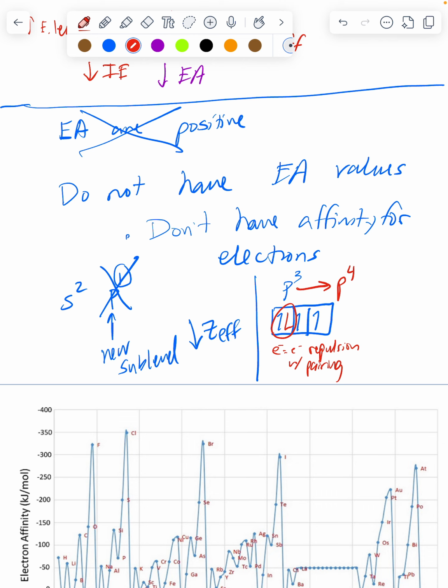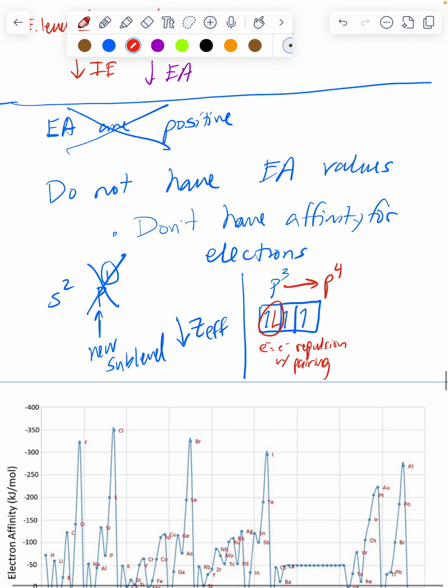And so we say that nitrogen doesn't really have an affinity for any more electrons. If you make it gain that extra electron, it won't actually release energy because it's not a net stabilizing change for nitrogen. And the last ones are the noble gases. Why wouldn't the noble gases gain any electrons? Well, they already have full valence shells. So where would the next electron go?